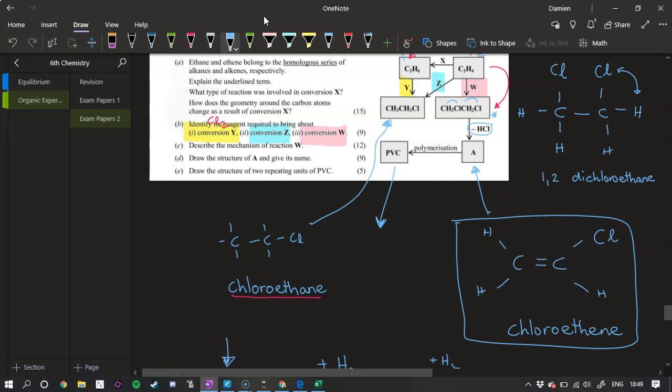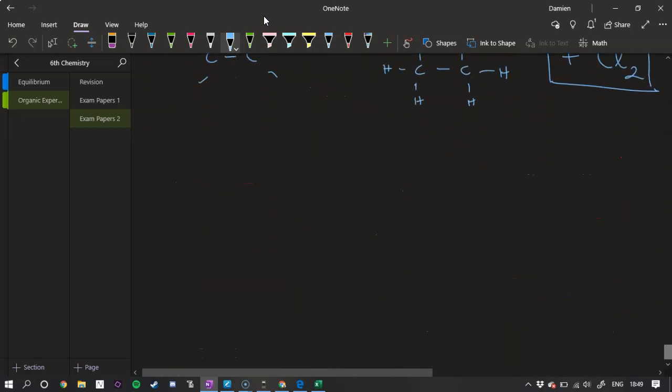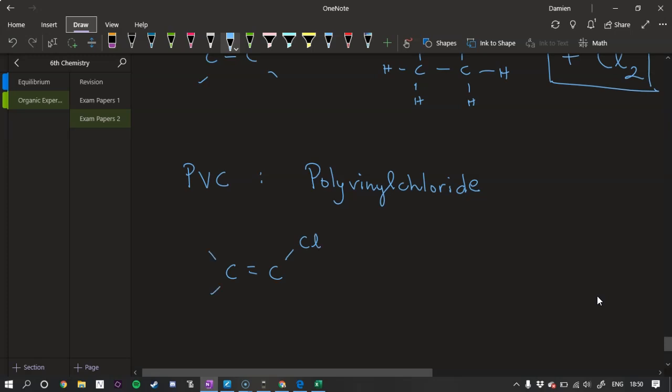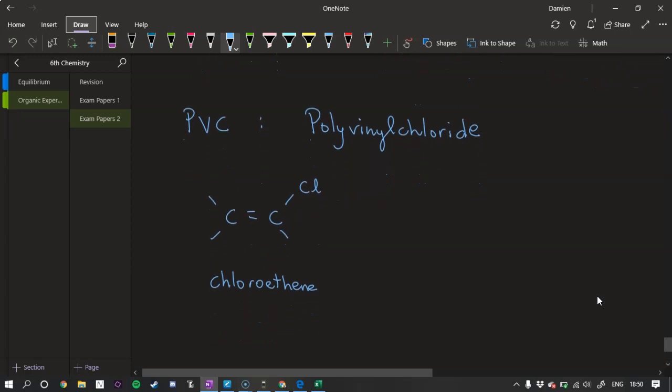And then finally E, draw the structure of 2 repeating units of PVC. So 2 repeating units of PVC. Let's have a look at that. So PVC stands for polyvinyl chloride. So polyvinyl chloride is made from chloroethene. So there are hydrogens and 1 chlorine. So this is chloroethene. And when you have the chloroethene, you just take another chloroethene.